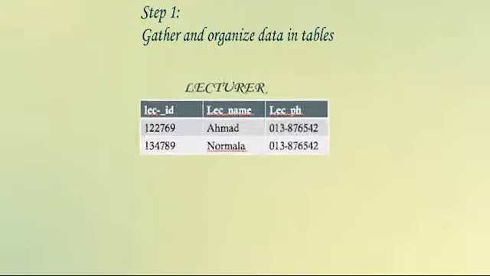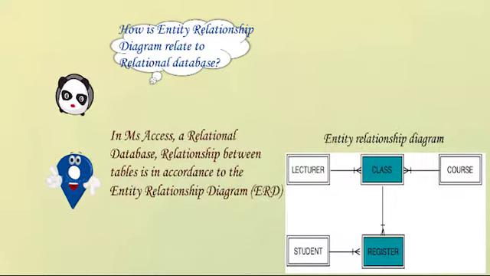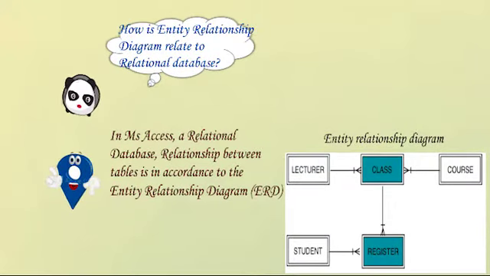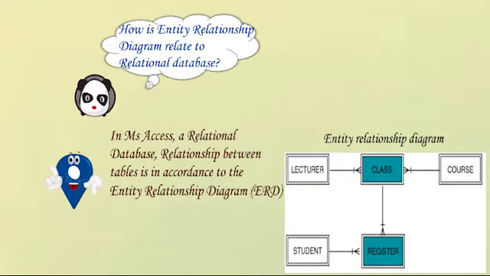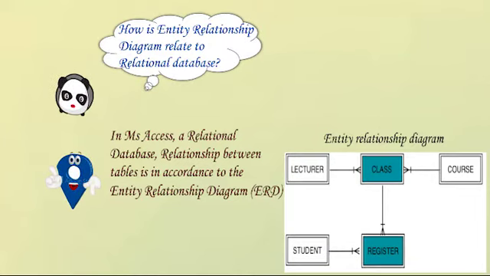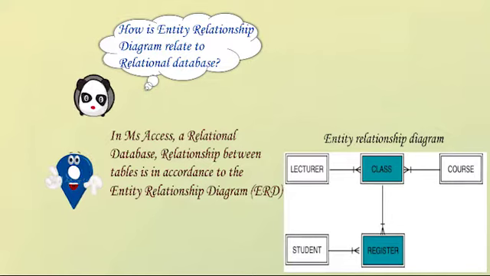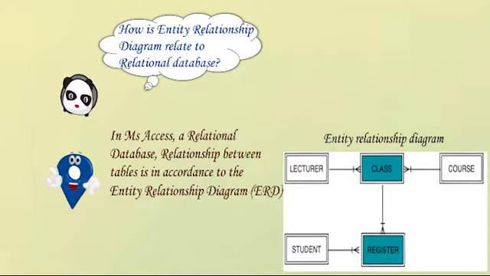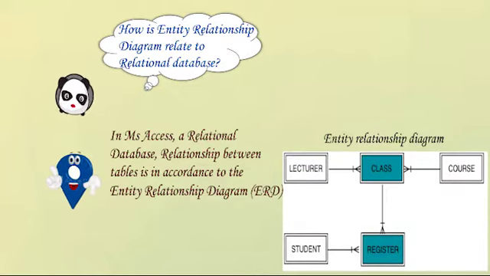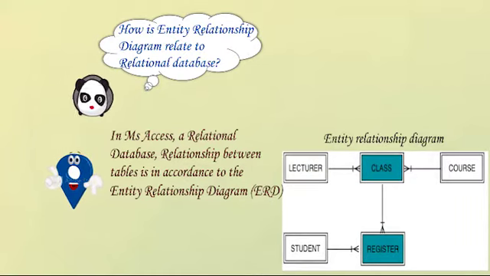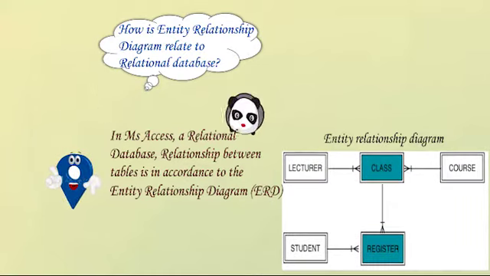In step 1, we need to gather and organize data in tables. First, we need to know the entity relationship diagram for your database. How is entity relationship diagram related to relational database? Microsoft Access is a relational database type. In this type of database, relationship between tables is predefined according to the entity relationship diagram.